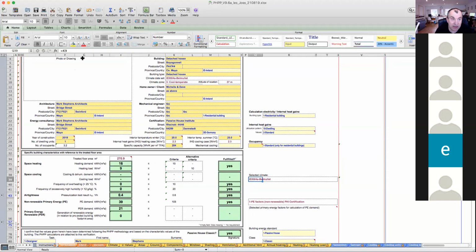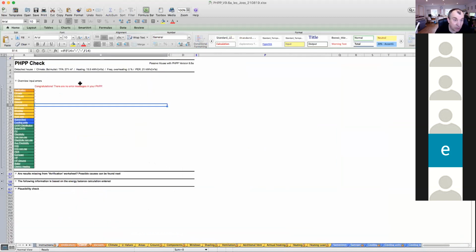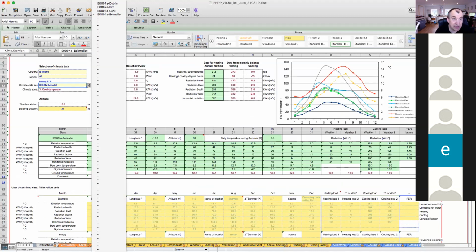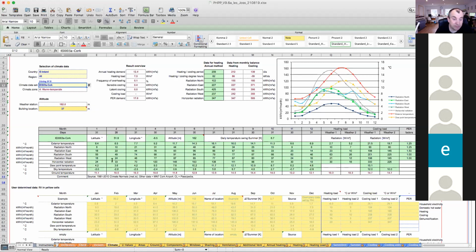We went through and saw different locations. We did last week's on Vectorworks. We showed the house in Galway. This is in Belmullet. And it gives you a check whether there's any errors in your PHPP. Then skip variants. The climate is where the building is. In PHPP in Ireland, we've only got Dublin, Birr, Cork, and Belmullet. So we can change it if we want.